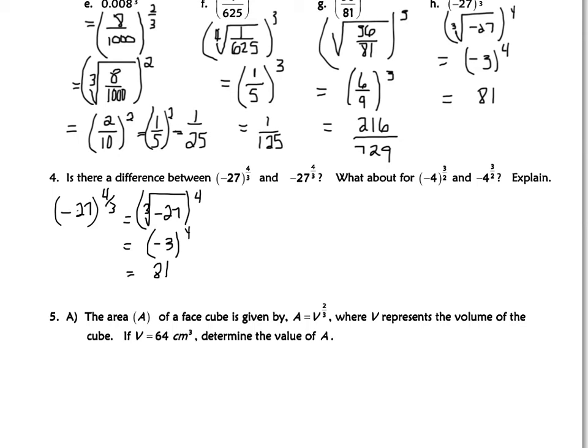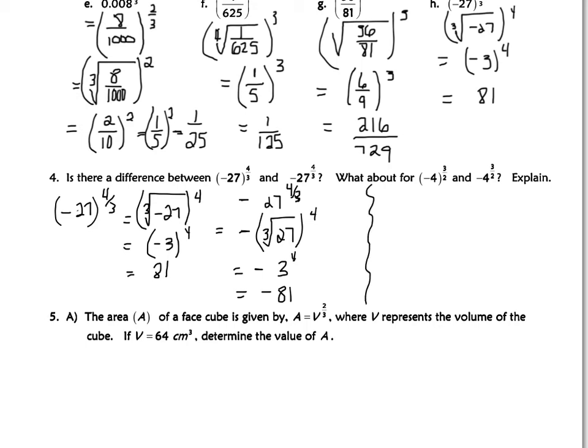So if you check the negative of 27 to the 4 over 3, that would mean the negative of the cube root of 27 all to the power of 4, which would equal the negative of 3 to the power of 4. So order of operations says do your exponents first, so that would mean that we'd have to do the 3 to the power of 4 first, and that would give us negative 81. So there is a difference in the first one.